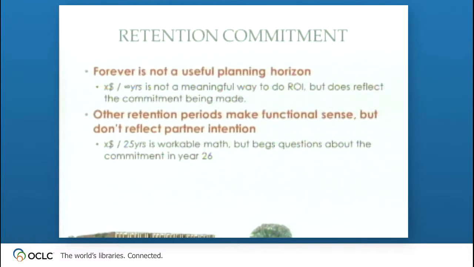Finally, I want to say a little bit about retention commitment, which is not as technological a solution, but is important for this group. Forever is not a useful planning horizon. It renders all of the math meaningless. Divide anything by infinity, and your ROI looks pretty good. The other retention policies we end up using, things like 10 years or 25 years, work well because they let us have functional math and do business modeling, but they beg some questions. What happens in year 11 or year 26? Sure, we're decent, well-intentioned people, but how do we trust one another and make meaningful assurances of those commitments? It's an important question for us.